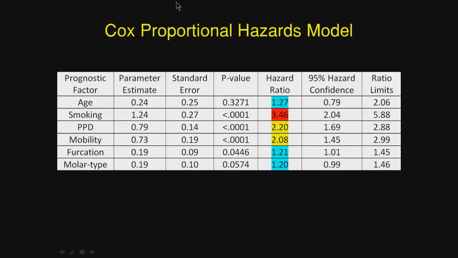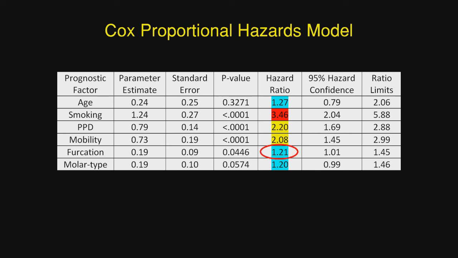Now let's look at a little science that we did in our statistics in the original study. We used the Cox proportional hazard model so that we could have a score even on those teeth that did not survive. And the higher the number it is, it's more significant. And you will notice in red that smoking was the most significant factor, well above anything else. But you will notice in aqua or blue that age, furcation involvement, and molar type were the least impactful things.